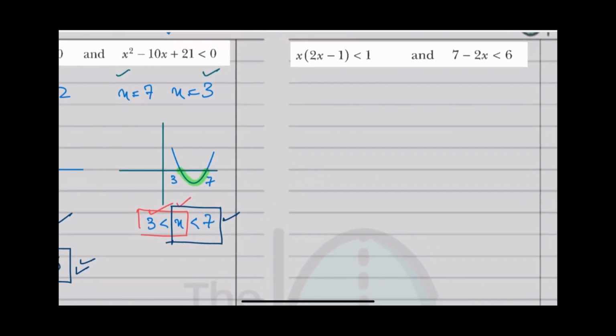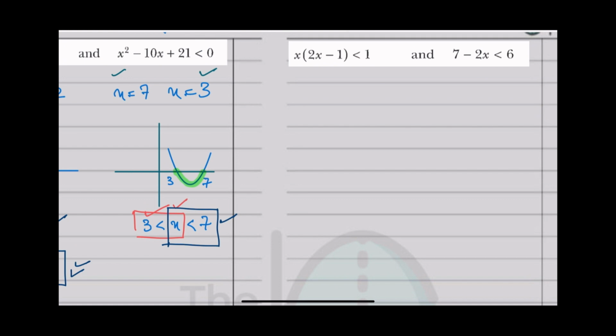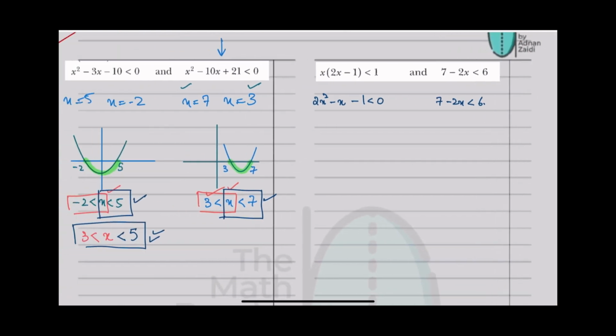Now, you may try to pause the video and solve this question on your own, and then you can check your answers. Until then, I'll solve this myself. So 2x squared minus x minus 1 is less than 0, and 7 minus 2x is less than 6. So both of the inequalities, I'll solve this using my calculator.